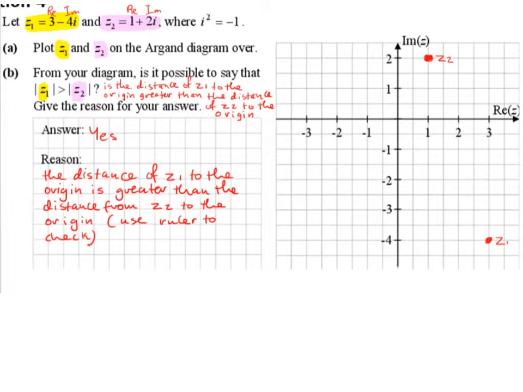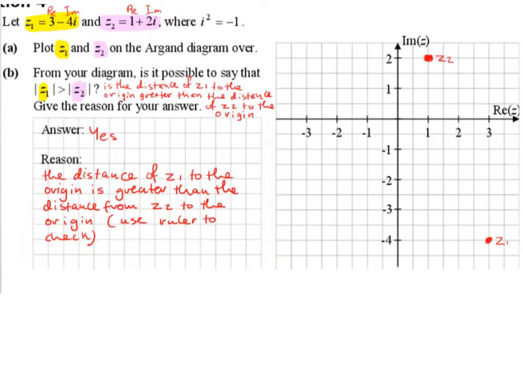So z1 is 3 minus 4i. So what we do is we go to 3 on the real axis, that's 3, and we go to minus 4 on the imaginary axis, that's minus 4. We join them up, and we plot the point z1. So 3 minus 4i.